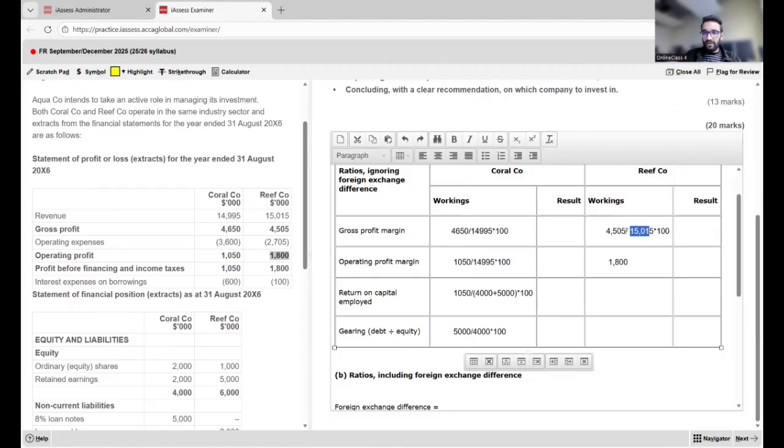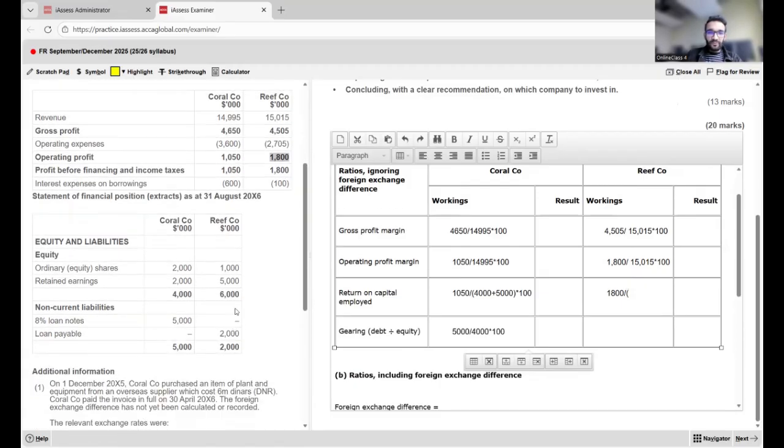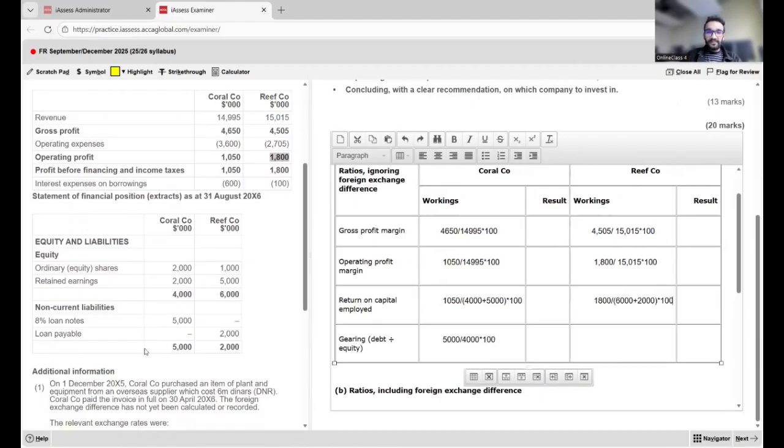I'll be doing this 1800 divided by capital employed. They have a capital employed of 6000 plus 2000, right? Divided by, into 100. Then debt divided by equity, 2000 divided by 6000 into 100. So I have already calculated all the ratios, and I will be putting in the data.